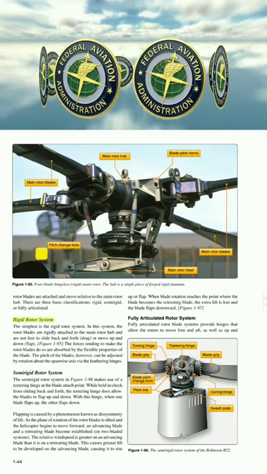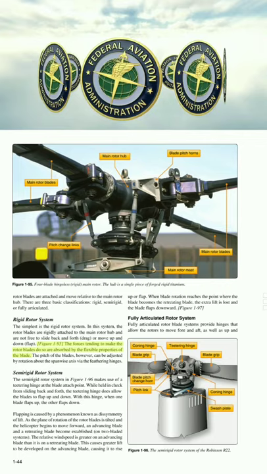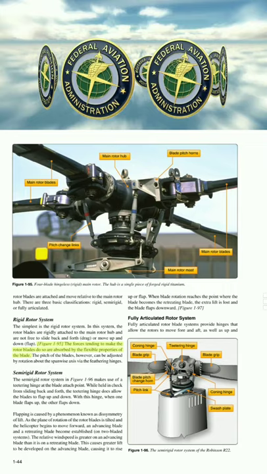Rigid rotor system. The simplest is the rigid rotor system. In this system, the rotor blades are rigidly attached to the main rotor hub and are not free to slide back and forth (drag), or move up and down (flap). Figure 195. The forces tending to make the rotor blades do so are absorbed by the flexible properties of the blade. The pitch of the blades, however, can be adjusted by rotation about the spanwise axis via the feathering hinges.